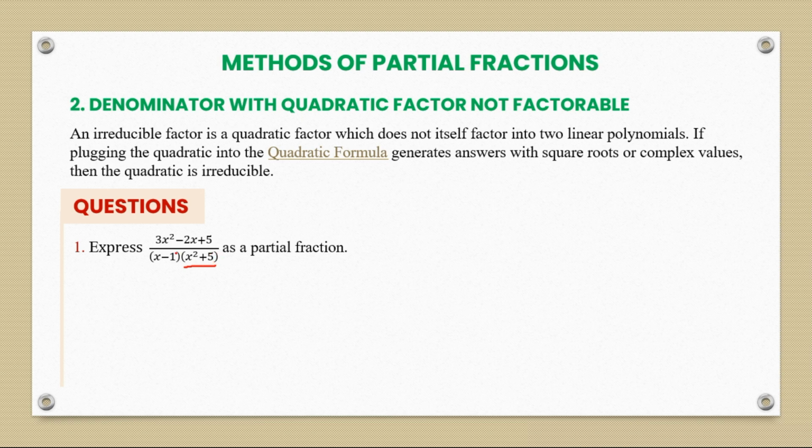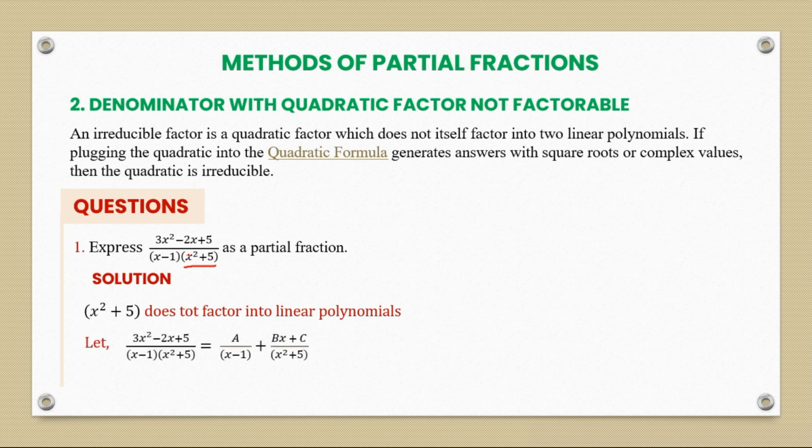So these are the kind of numbers that we are looking at. What you can see is x squared plus 5 does not factor into linear polynomials. So that's an irreducible quadratic factor. We're going to let this value be equal to a over x minus 1. But now where there is a quadratic factor, remember that every single time we were placing unknown constants as numerators of the simple fractions. Now we're going to have the numerator of this linear factor here. This linear factor is x minus 1, so it's going to be a over x minus 1.